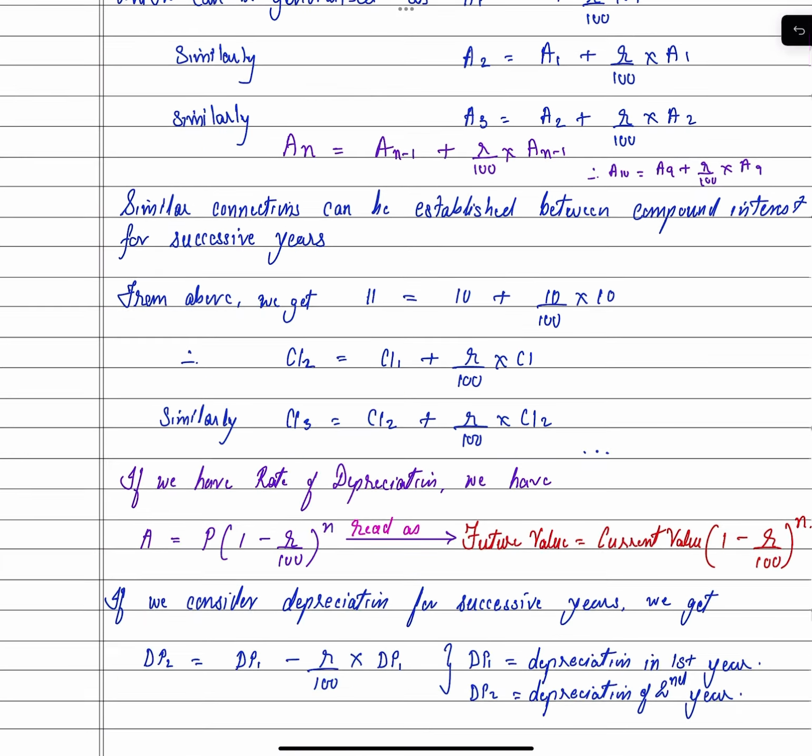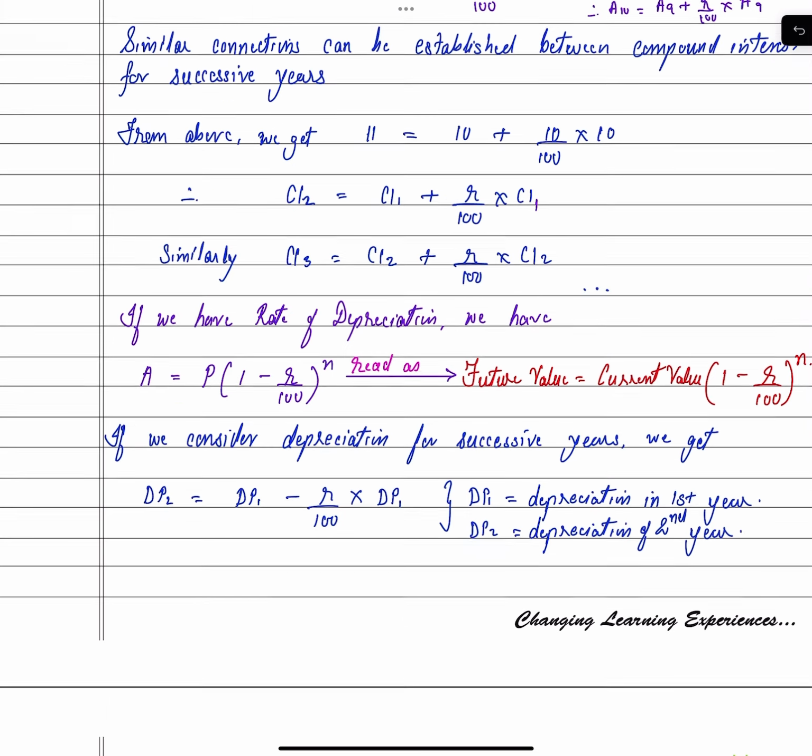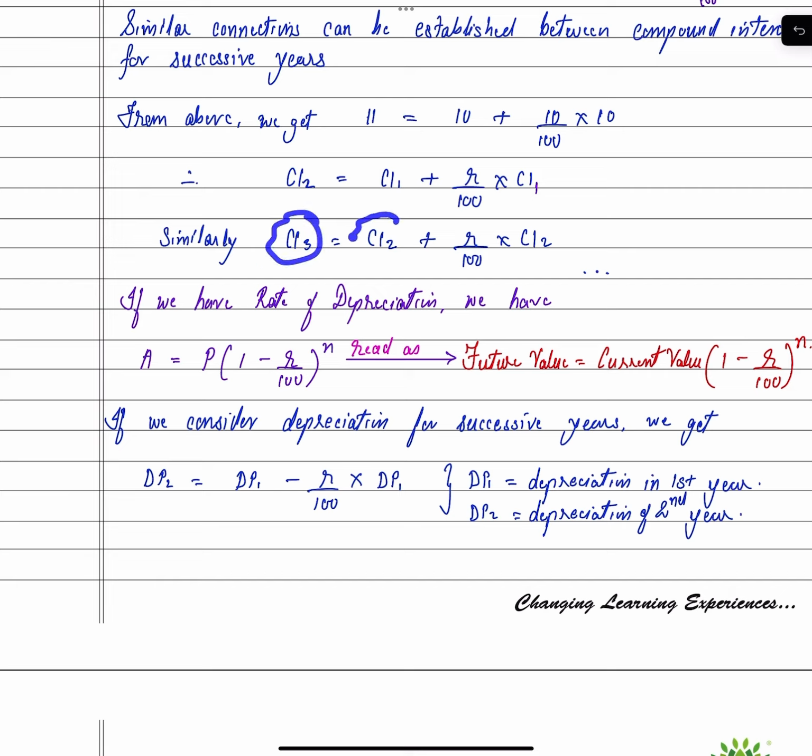Similar connections can be established between the compound interest for successive years. So we know that 11 rupees can be written as 10 plus 10% of 10, which becomes 10 plus 1, which is 11 rupees. So here what we want to say is CI2, compound interest earned in the second year, is nothing but compound interest earned in the first year plus the rate of interest applicable on CI1. In a similar way, CI3 can be written as CI2 plus the rate of interest applied on CI2. So this kind of a connection can be established for any compound interest earned in successive years.